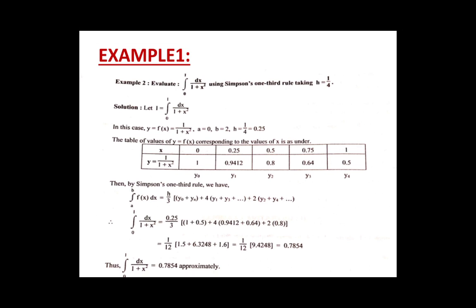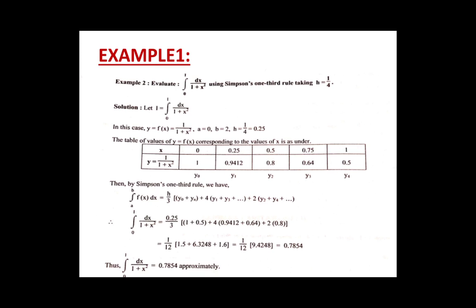Now let us see some examples based on Simpson's one-third rule. The first question is, evaluate integral 0 to 1 dx upon 1 plus x square using Simpson's one-third rule, taking h equal to 1 upon 4. So h is given as 1 upon 4. Next, we have to first define a, b and h, and by that we can prepare this table.